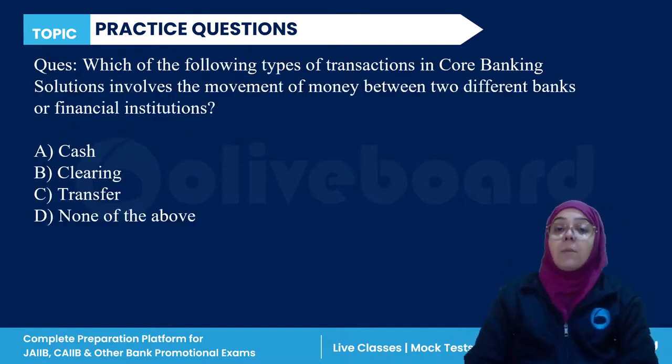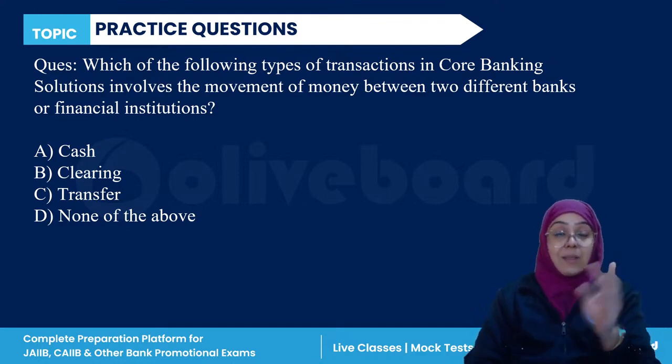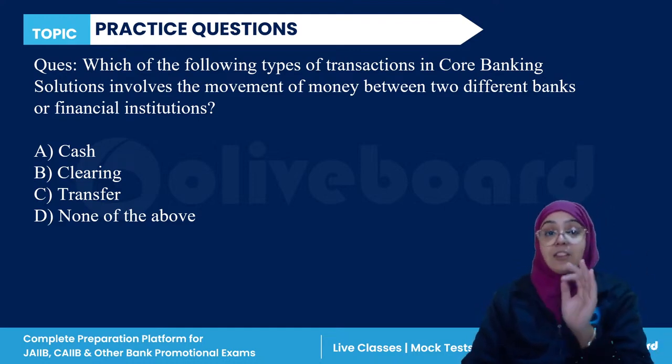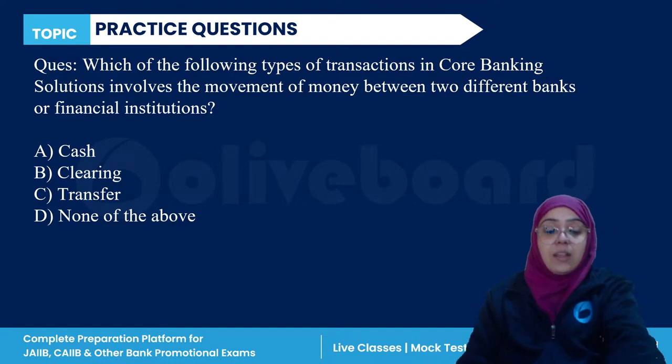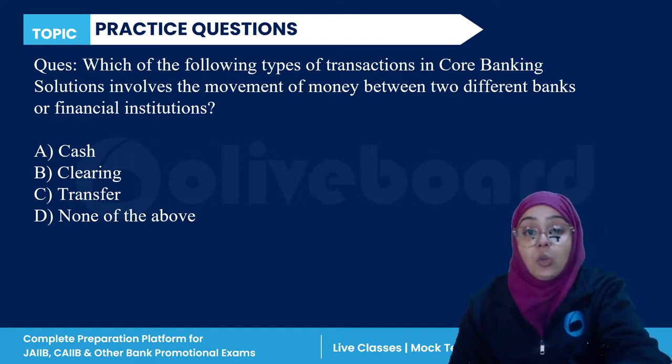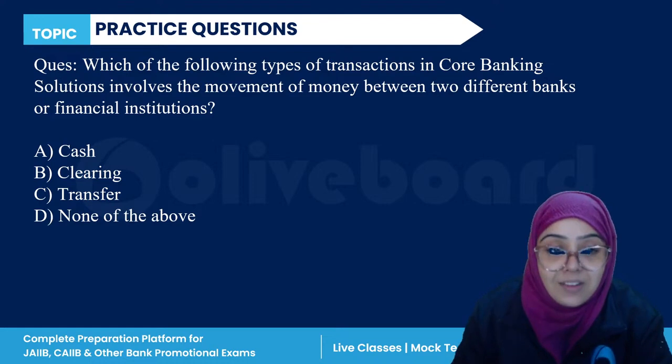Now, which of the following types of transaction in core banking solution involves the movement of money between different banks or financial institutions? So if we are moving money between two different banks, from one bank to another, then it is called what? Cash, clearing, transfer, or none of the above. Then the word which is used for this is called what? Everyone, please answer this question.